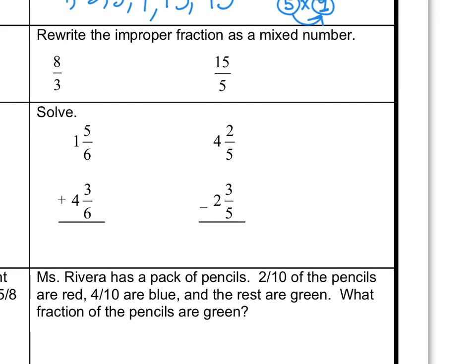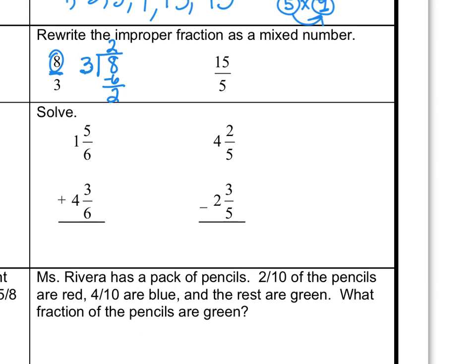Right, rewrite the improper fraction as a mixed number. So the trick for this is to remember that this middle line means divided by. So we're going to rewrite these. We're going to start and say 8 divided by 3. So we're going to do a little division here. How many groups of 3 could we get out of 8? We could get 2, and 2 times 3 is 6. We have a difference of 2.